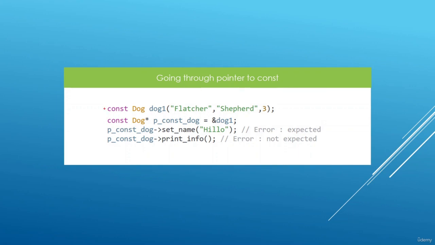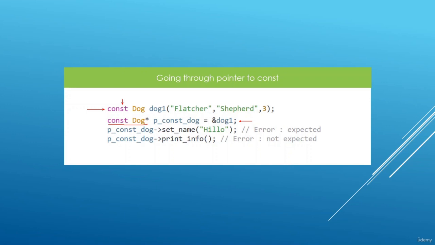Okay, so what if we try to go through pointer to const? Let's see what happens. We're going to have our dog object, which is const, and we are going to set up a pointer to const dog. That's what we have here. And we're going to assign the address of our object to this pointer. So this is going to work. This is going to compile.